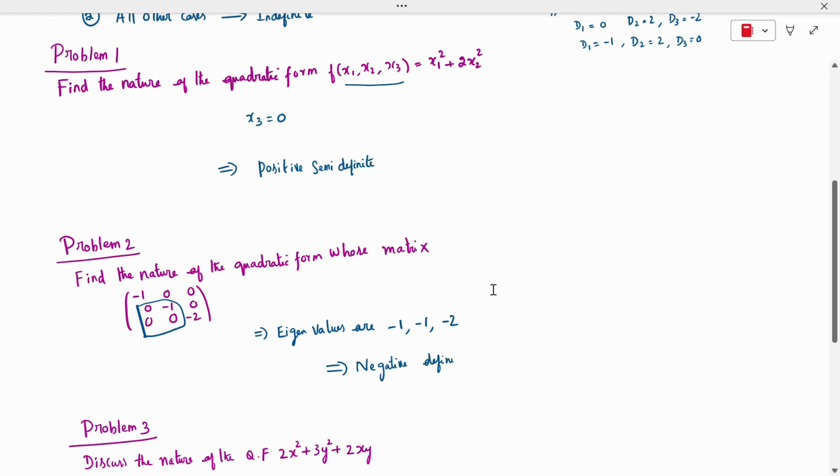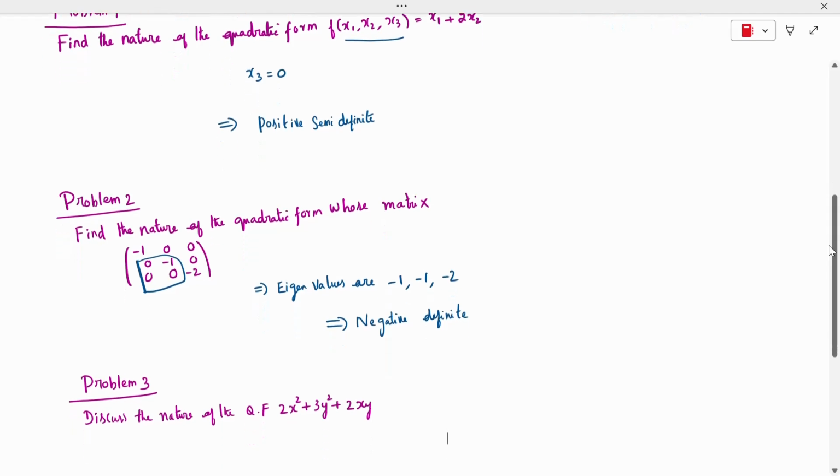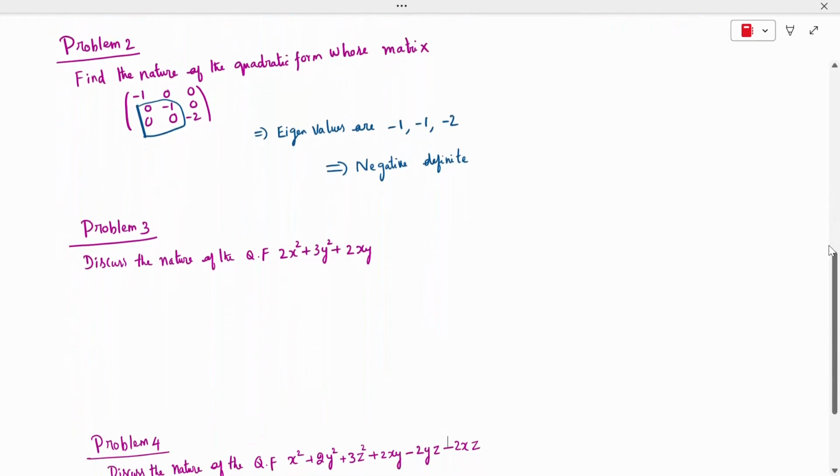I did not find D1, D2 and D3. Instead, I am using the eigenvalues themselves, the same rule, whatever D1, D2 and D3 carry, it carries for eigenvalues also. So that is why here also I am using eigenvalues. Two eigenvalues are positive, one of the eigenvalues is 0. So it is positive semi-definite. Same way here.